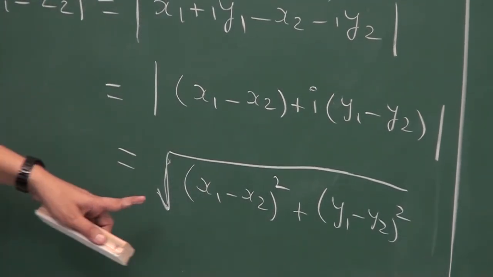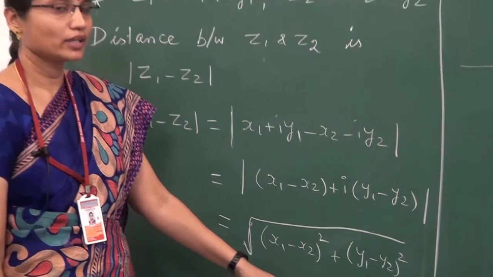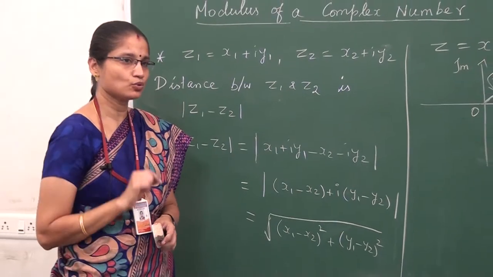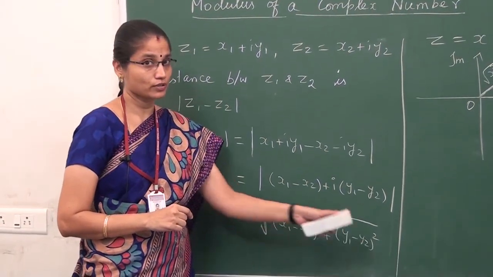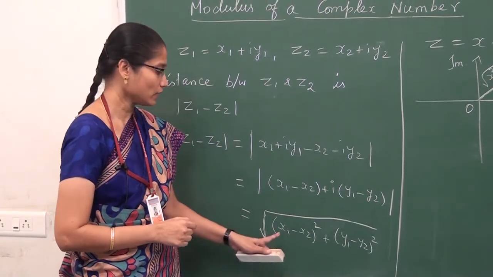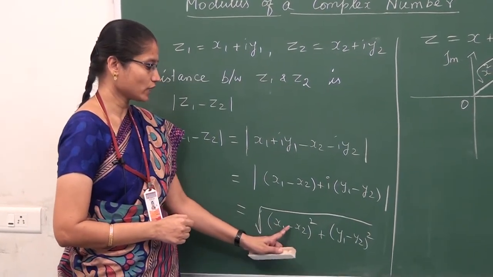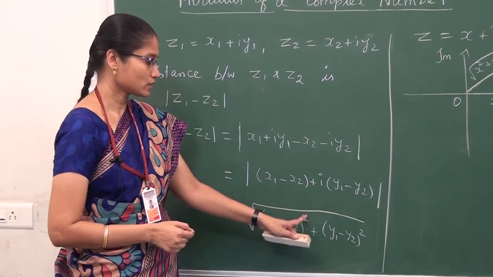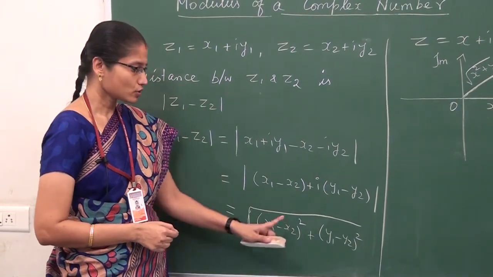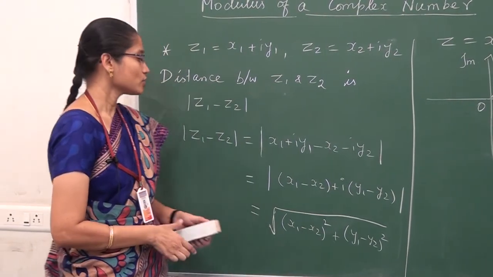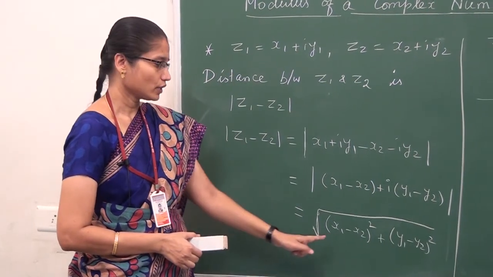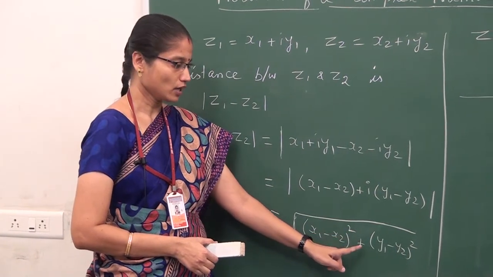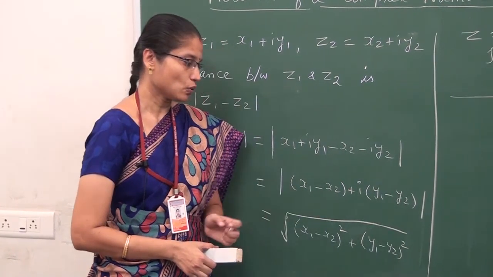This is nothing but our distance formula that we have learned in coordinate geometry. The distance between two points is root of x2 minus x1 the whole square plus y2 minus y1 the whole square. The very same formula. x1 minus x2 and x2 minus x1 are the same, while squaring the value will not change. So the very same thing we are applying here. The distance between two complex numbers is given by root of x1 minus x2 the whole square plus y1 minus y2 the whole square.